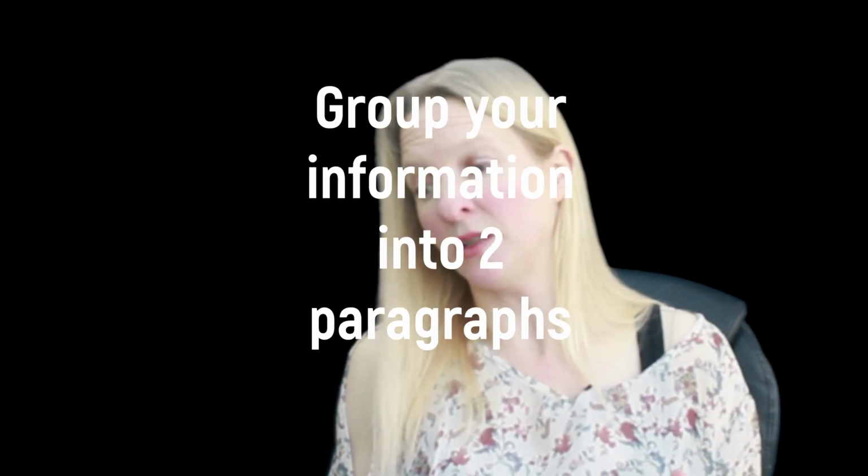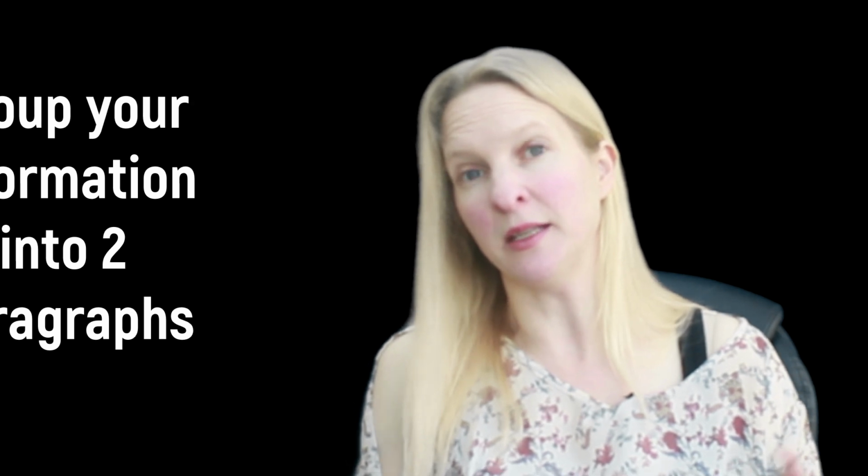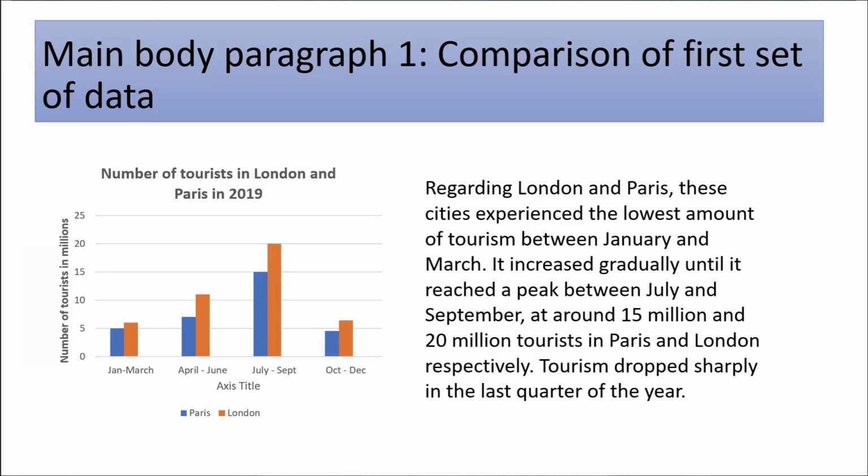Let's move on to the main body paragraph. So now you need to decide how to group your information. And what I've decided to do is I've decided to write about London and Paris in paragraph 1 and Singapore and Tokyo in paragraph 2. So that's an ideal way to group your information. So paragraph 1, regarding London and Paris, these cities experienced the lowest amount of tourism between January and March. It increased gradually until it reached a peak between July and September at around 15 million and 20 million tourists in Paris and London, respectively. Tourism dropped sharply in the last quarter of the year.